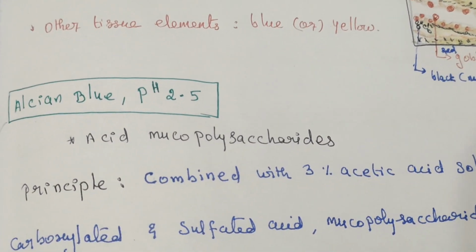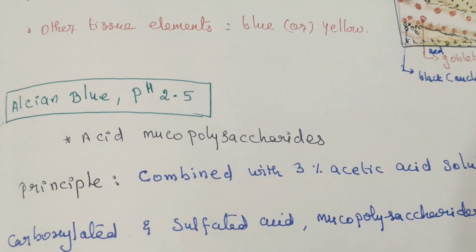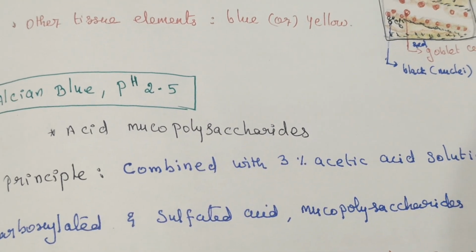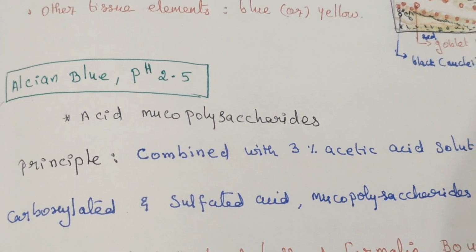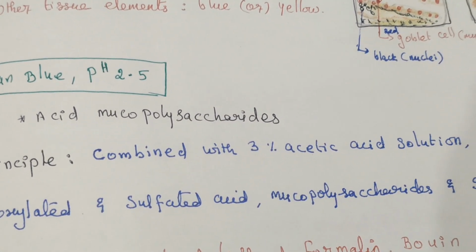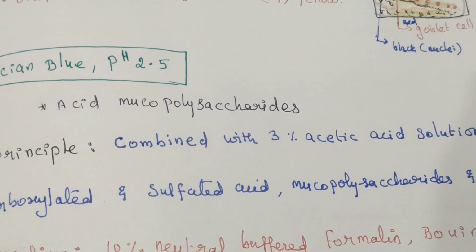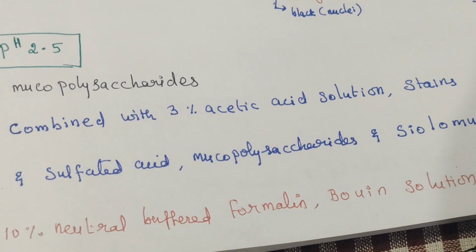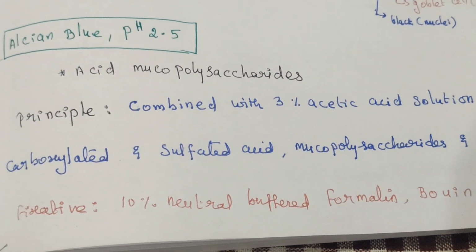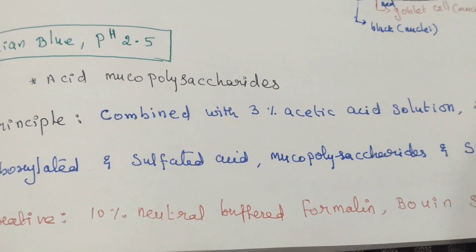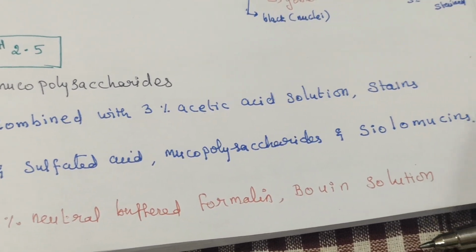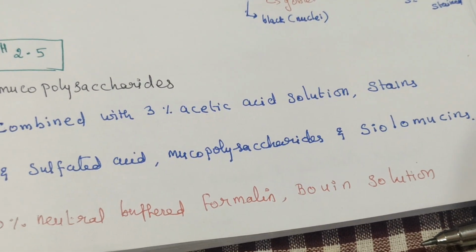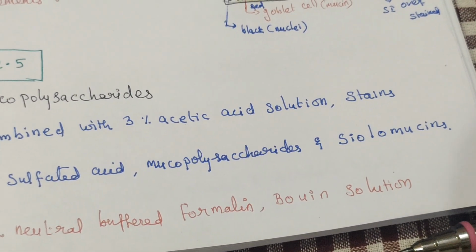Next, staining: Alcian blue pH 2.5. So here, acid mucopolysaccharide. What is the principle here? This is used for staining acid mucopolysaccharide. Here it is combined with 3% acetic acid solution, staining carboxylated and sulfated acid mucopolysaccharide and sialomucin.